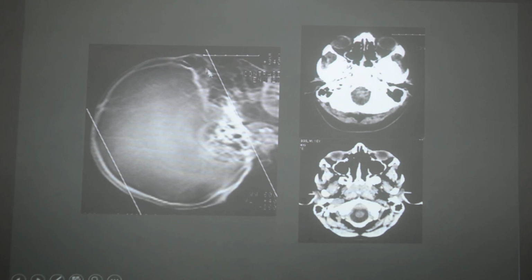So if you scan the brain at this level, this is what you get. This is the orbit and this is the meatus. Most of the base of the skull is white because it is bone. The base of the skull is bone. That is why the majority of it is white.